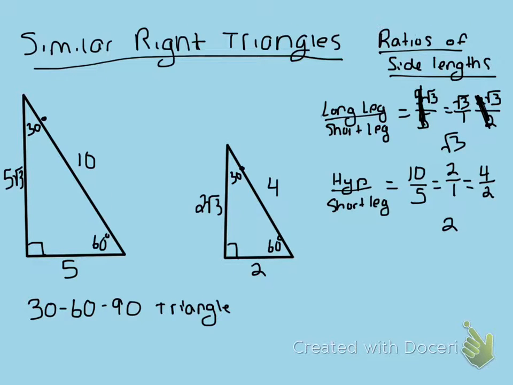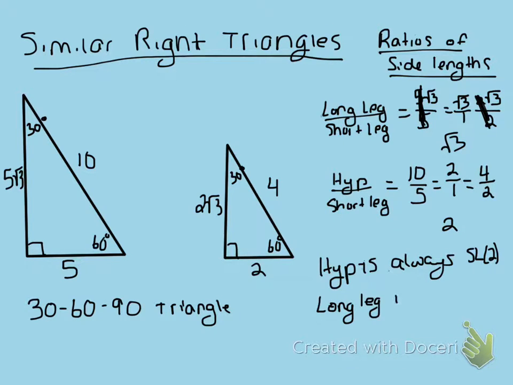So what you need to know about this is that your hypotenuse is always your short leg times 2. Your long leg is your short leg times the square root of 3.